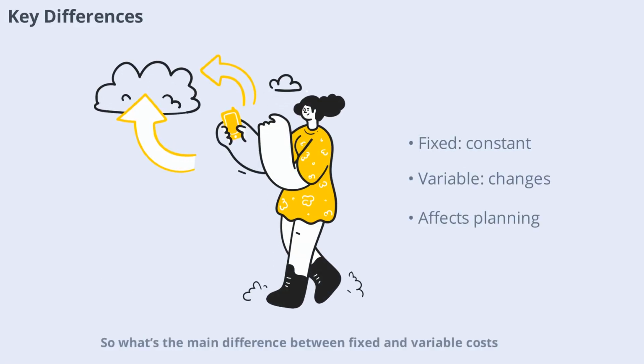But what's the main difference between fixed and variable costs? Fixed costs stay the same regardless of output, while variable costs fluctuate with production. This distinction is important because it affects how you plan, price, and scale your business. Knowing which costs are fixed and which are variable helps you make smarter decisions, especially when sales go up or down.